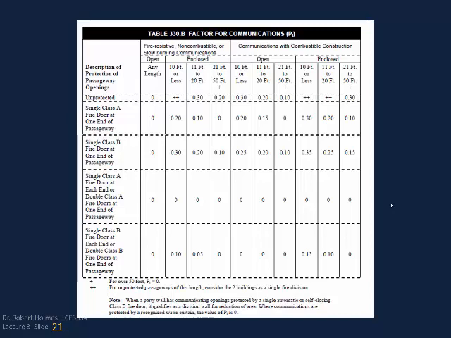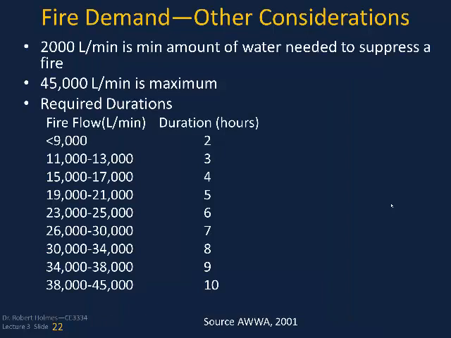A commercial industrial area may have, and likely will have, quite a bit higher NFF, or needed fire flow, than say a residential area would. If you have to design for a particular flow, then you're also going to have to know how long you're going to have to sustain that flow.